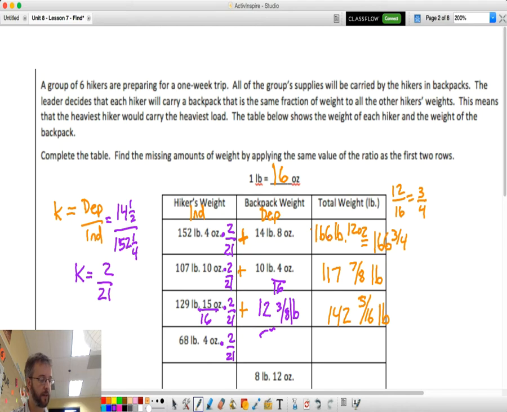4/16 times 2/21 gives me 6.5 pounds. So the hiker's backpack, if they weigh 68 pounds and 4 ounces, should weigh 6.5 pounds. So when we add those two together, we get that their total should be 74 and 3/4 pounds.